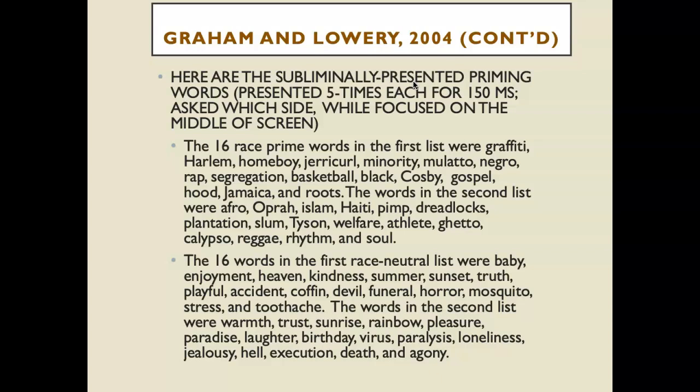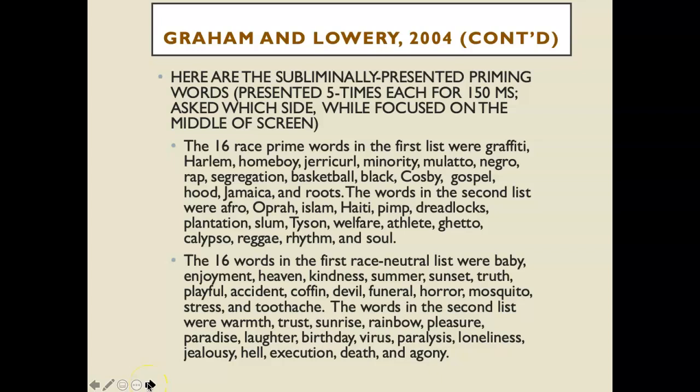Okay, now in the race prime condition, there are basically two lists, okay, so you can see some of the words: graffiti, Harlem, homeboy, minority, mulatto, segregation, basketball, black, gospel, hood, Jamaica, roots, okay. And the second list, similar: Afro, Islam, dreadlocks, and so on. You get the idea. Remember, this is 20 years ago, so some of these words that would prime the black stereotype might not be as relevant as they were then. Okay, and in the race neutral list, the words are all kind of neutral things. They have nothing to do with race or anything.